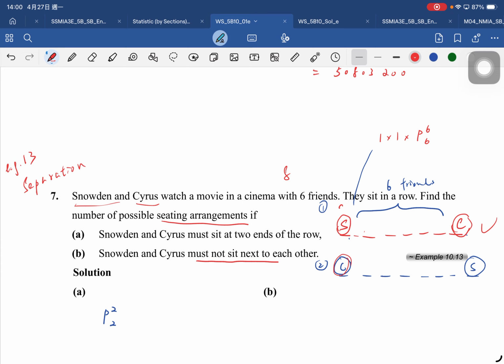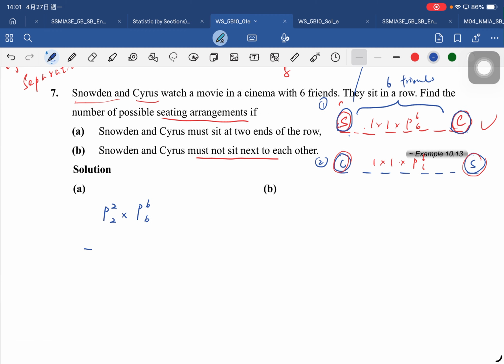But now how about the second case? The second case, the arrangement is more or less the same. So finally you multiply it by 2 only. Because for the second arrangement, also like this, no difference. Once you multiply it by 2, because the numbers of arrangements of the 2 cases are the same, you can add them or just multiply it by 2. So in other words, you can show me the arrangement of Snowden and Cyrus first. That means P2P, select both people to arrange in these two positions, and then arrange the rest of the 6 friends. So now this is the way to do it.